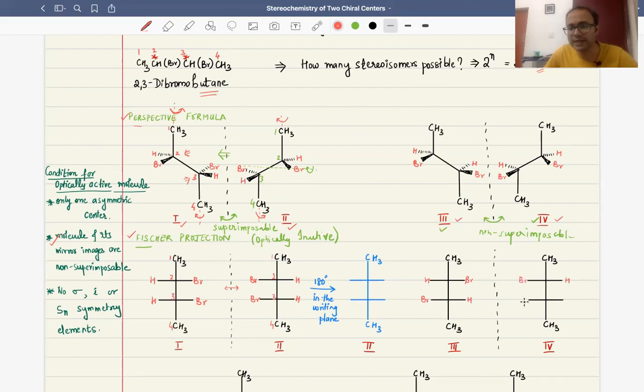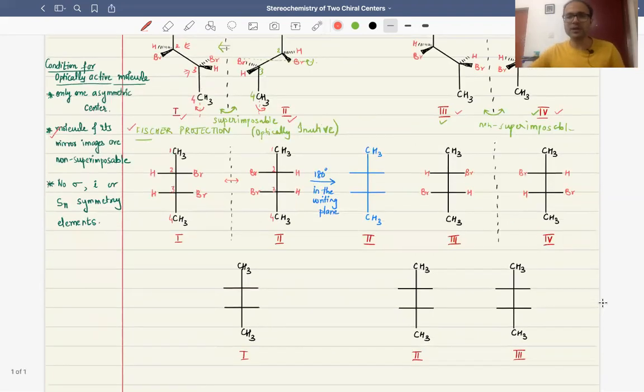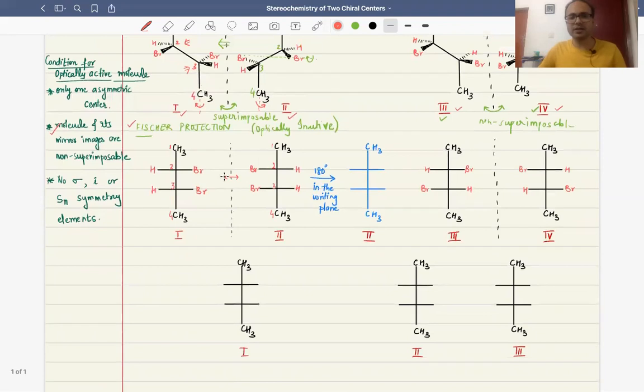So I'm directly writing it, but in the examination, you're required to show how you are arriving at a particular Fisher projection formula, not just simply write the Fisher projection formula. You should show me how you are coming to that Fisher projection formula. So here you see, I have drawn the Fisher projection formula of all the 4 stereoisomers. Just now I told that these two are the same molecule. How can I understand easily from a Fisher projection formula?